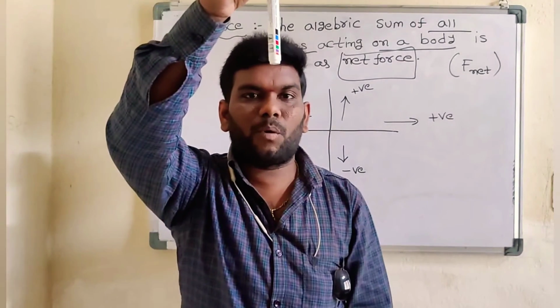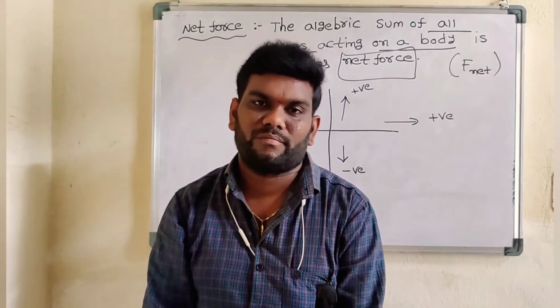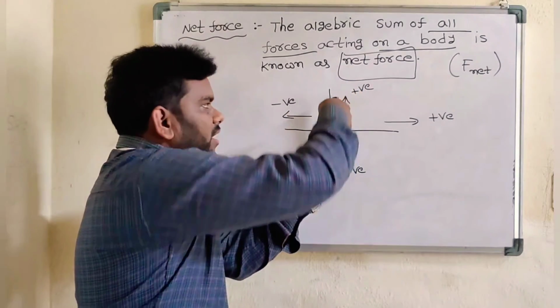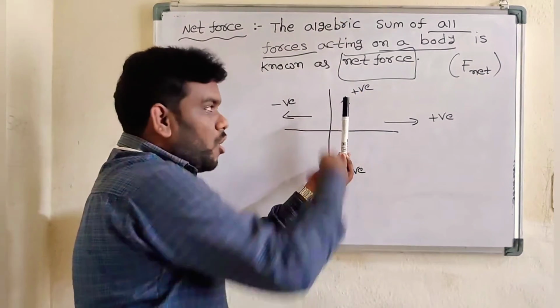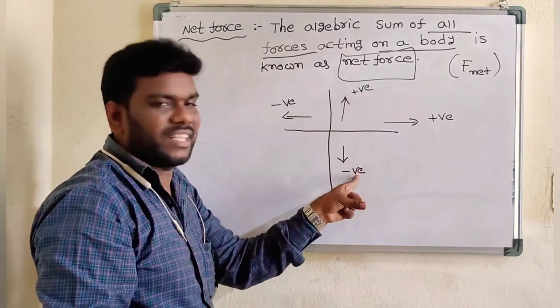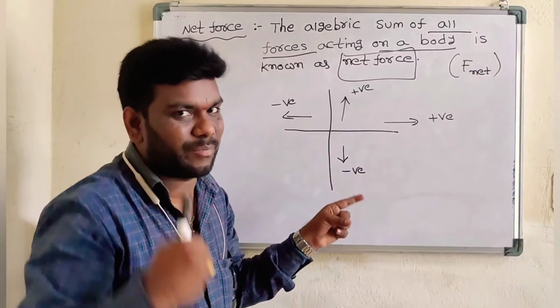Some body push towards down is taken as negative. So it means opposite direction. ఇది పైకి ఉంది, ఇది కిందకు ఉంది. ఒకదానికోటి ఆపోజిట్ లో ఉంటే పైకి ప్లస్ కిందకి మైనస్. ఇప్పుడు నేను ఎగ్జాంపుల్ చెప్తాను, మీకు అర్థమవుతుంది.